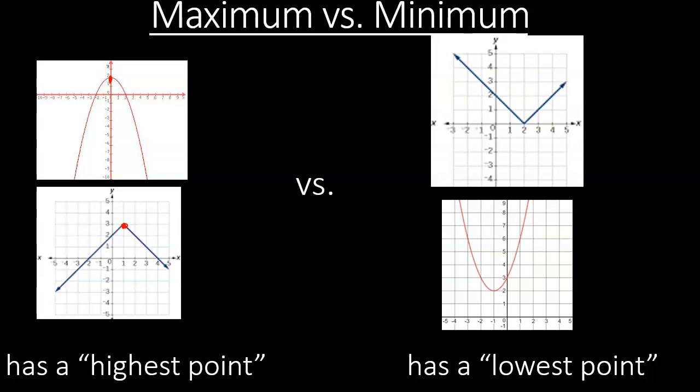For a minimum, the minimum is the lowest point on a graph. We can't go any lower than this point, which is 0. We can't go any lower than this point, which is at 2. So maximum is the highest point. Think of it like the peak, the mountaintop. Minimum is the lowest point.